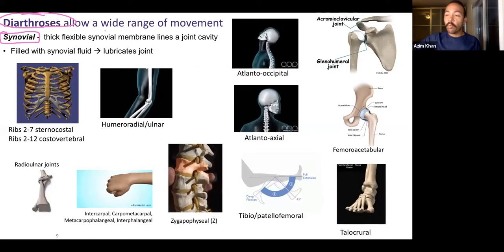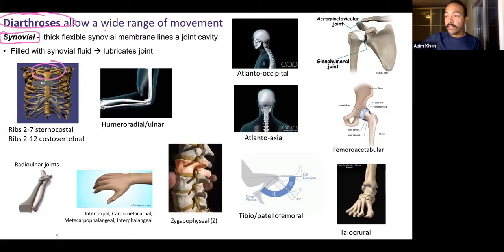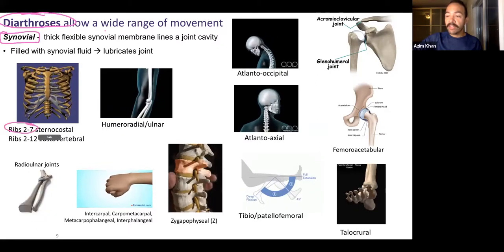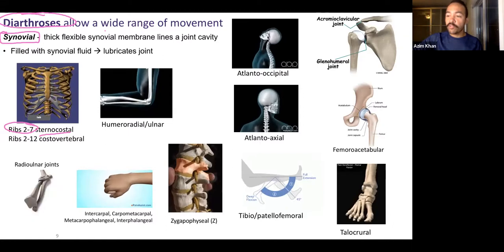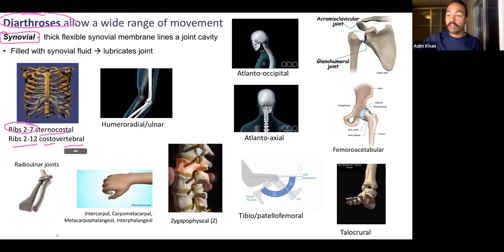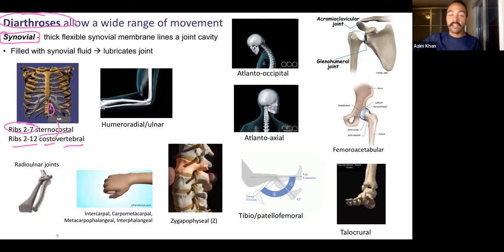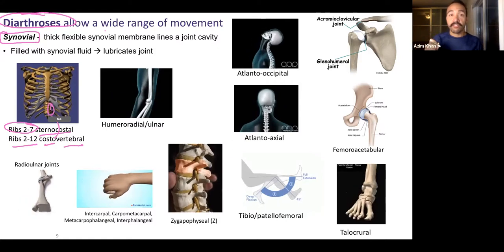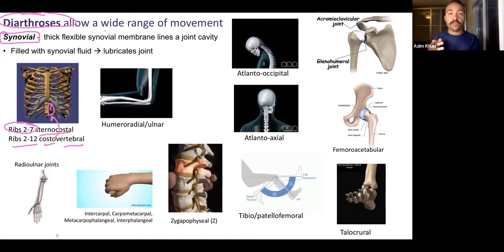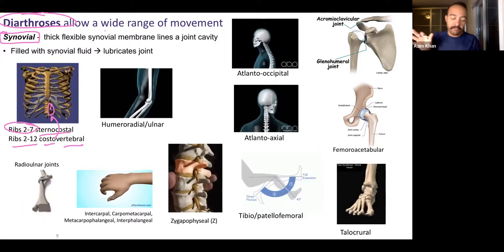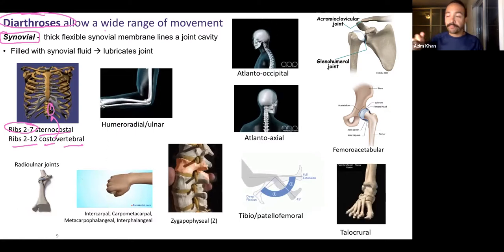I mentioned how rib 1 is amphiarthrotic. Ribs 2 through 7, sternocostal, so here on the anterior side. And then ribs 2 through 12, costovertebral, the ones on the posterior side. Those are synovial diarthrotic joints. You want them to move. You want your rib cage to expand as you breathe in and relax as you breathe out.